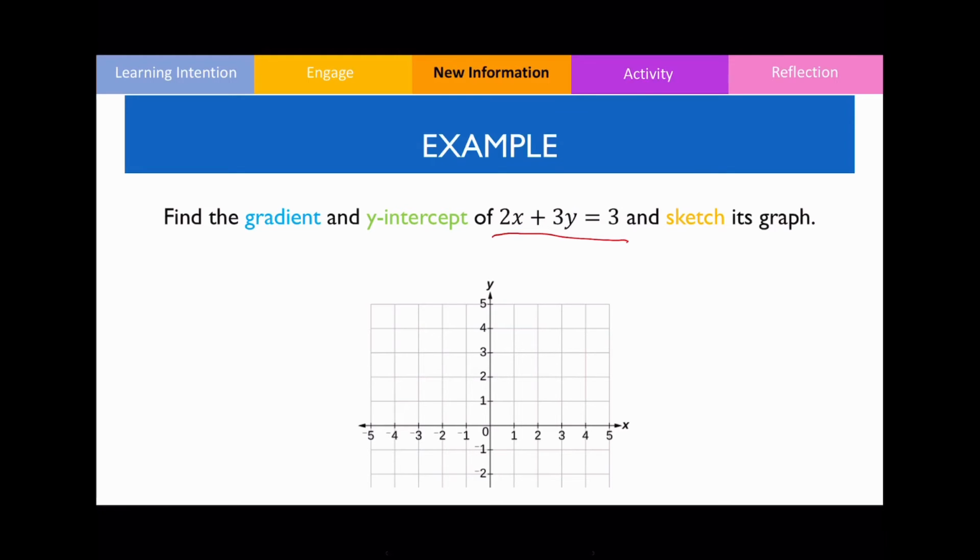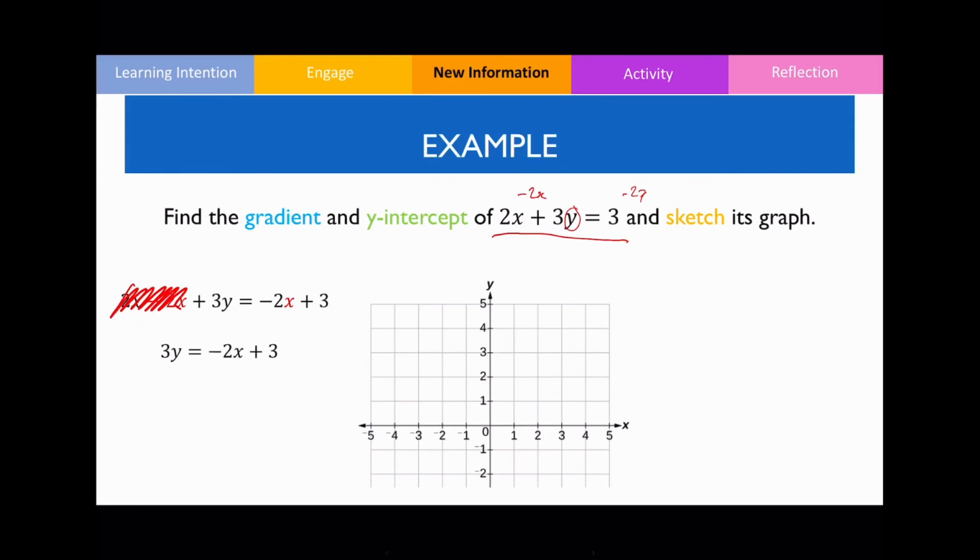So again, because the standard form doesn't actually give you the gradient, we need to convert this into the slope-intercept form for it to give us the gradient. So essentially solve for y, get y by itself, okay? In order to do that, I'm going to remove the 2x by subtracting 2x on both sides, okay? And if I subtract 2x on both sides, these are inverses, so they get rid of each other. Therefore, my equation is going to be simplified to 3y = -2x + 3.